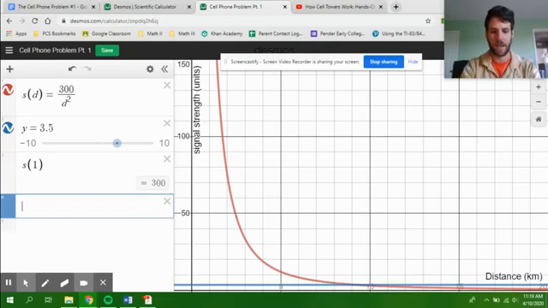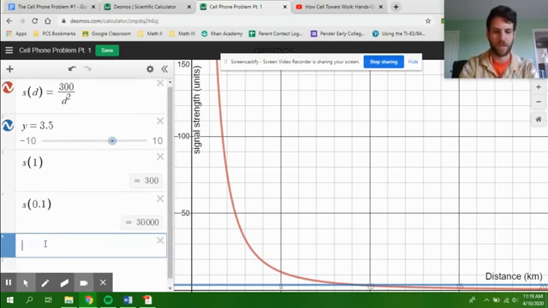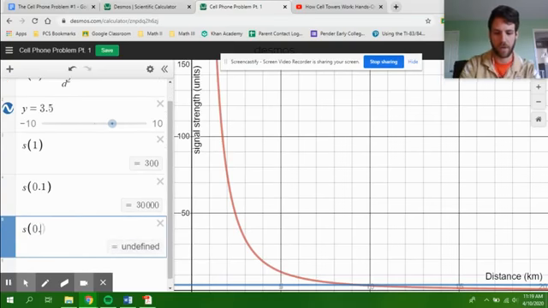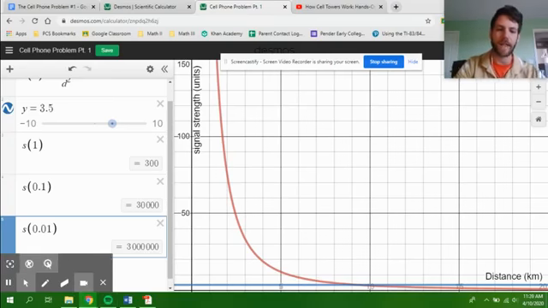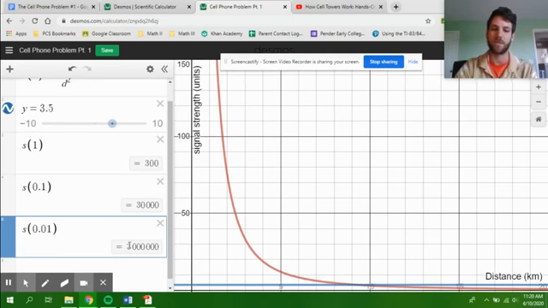If we did a tenth of a kilometer, it would be 3,000. If we did a hundredth of a kilometer, well, that would be a signal strength of 3 million, but that is not really very reasonable to have a signal strength of 3 million. As you get closer and closer to the cell tower, you would be able to understand that, well, my signal strength is not actually getting better if I am 12 feet from the tower, or if I'm 2 feet from the tower. That is essentially, for our purposes, exactly the same.